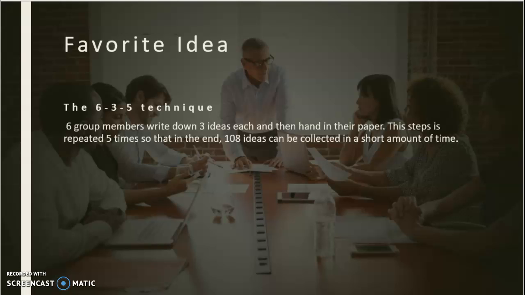Basically there are 6 group members. Each member needs to write down 3 ideas. Then they repeat it 5 times. So in short, it equals 108 ideas in a very short amount of time. So this concludes my midterm project concerning the differences and the similarities of the theory seen in class and a real-time job. Thank you.